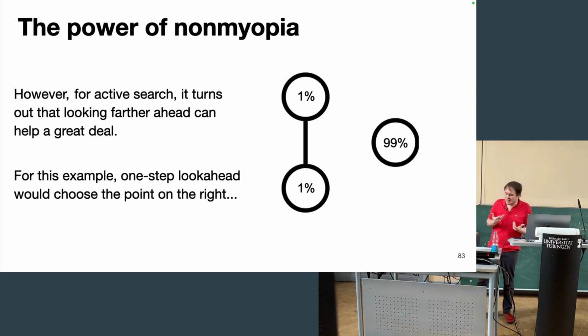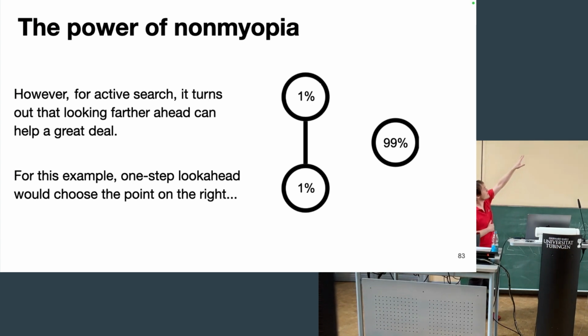So one-step look-ahead works very well, it turns out, for Bayesian optimization. I'll say more about this in just a second here. But it turns out in active search, it does very poorly. And in fact, we can find constructions of active search problems where myopic strategies perform very poorly. And this is a minimal example that I came up with.